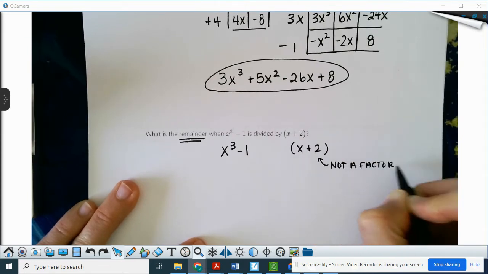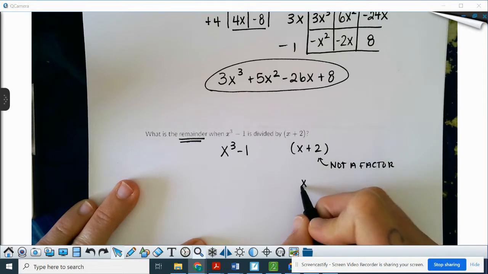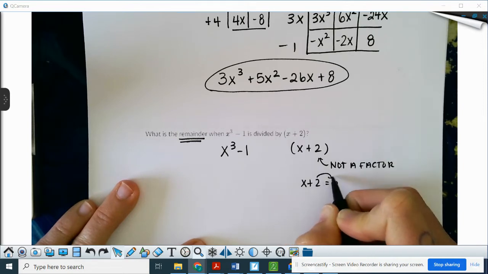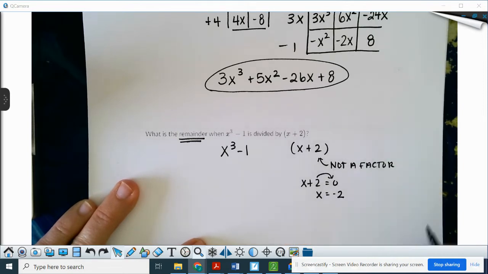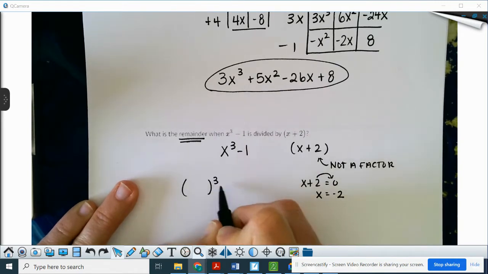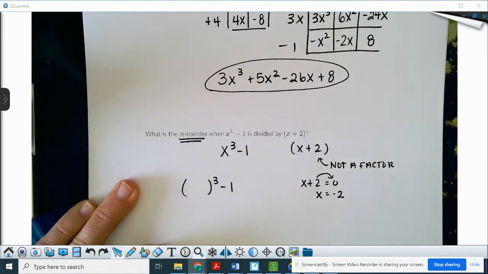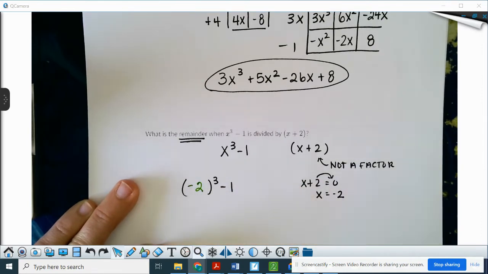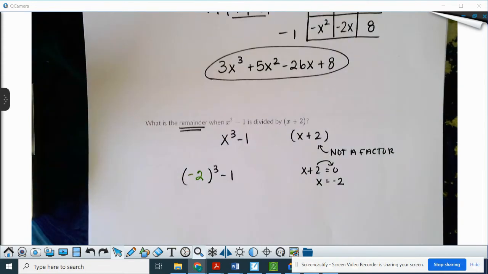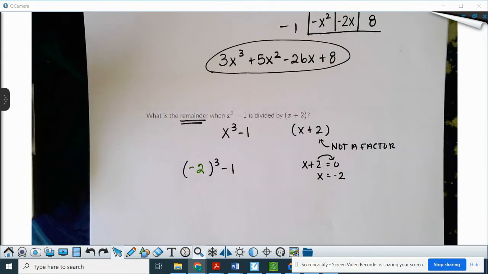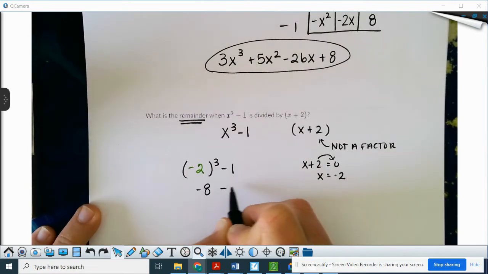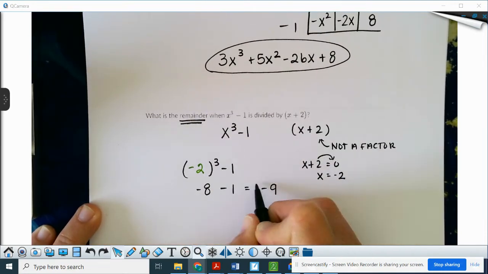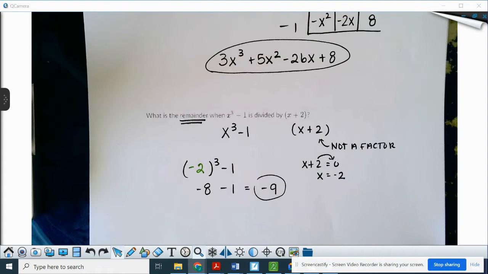So if I can find out what x is equal to, so I say x plus 2 equals 0, move my 2, x is equal to a -2. You're going to plug that -2 in, and this is just simply using that remainder theorem, so it's going to go in the place of x. So -2 times -2 is a +4 times -2 is a -8, minus 1, so our remainder is a -9.